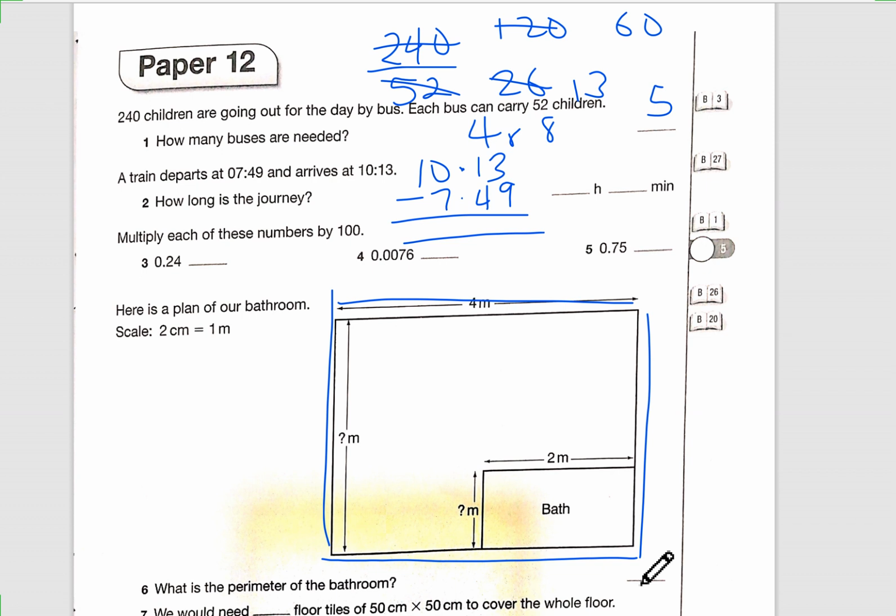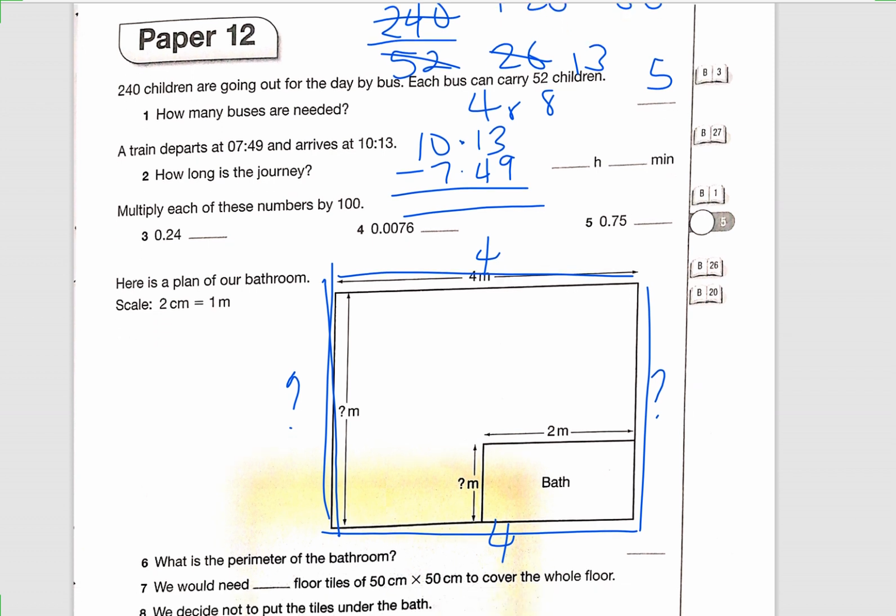So if this side is 4, we don't know what this is. So how do we get the perimeter if we don't know this? Since 2 centimeters represent 1 meter, we have to use our meter rule. So we measure using our ruler to know the length of this side. Once we know the length, we can add 4 plus this length plus another 4 here plus the length we'll get here. Once you add that, you get your answer for number 6.